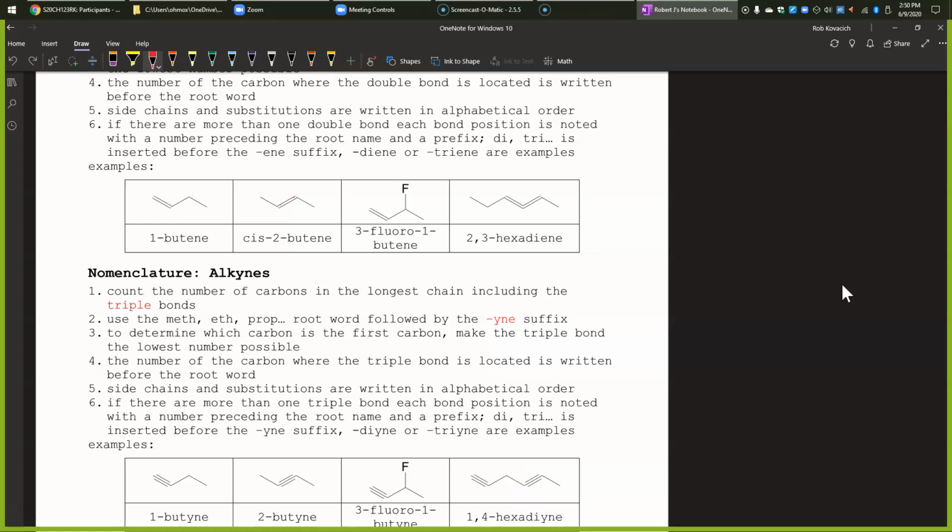But there's really no difference between the enes and the ynes, except that I'm looking at a double bond instead of, or a triple bond instead of a double bond. And I changed that suffix to YNE from ENE.